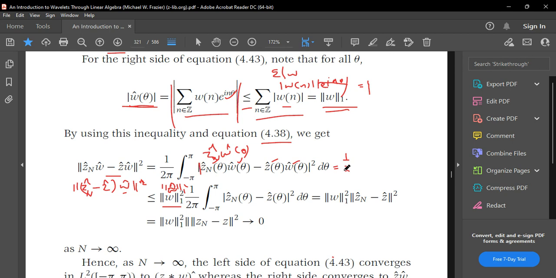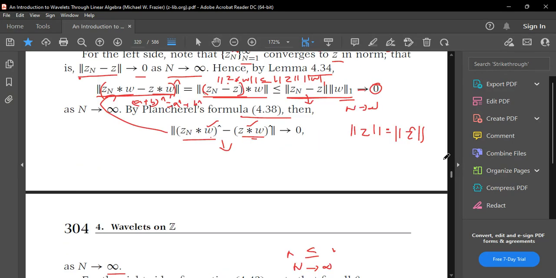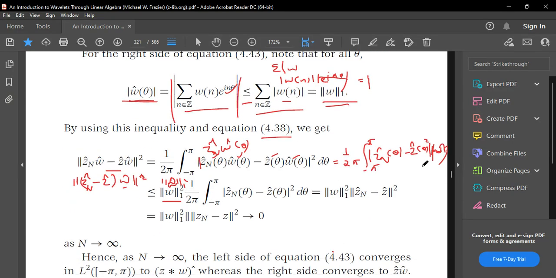This can be written as 1 by 2 pi integral from minus pi to pi of mod Zn cap of theta minus Z cap of theta, the whole square, into mod W cap of theta the whole square, where mod W cap of theta can be taken as common.